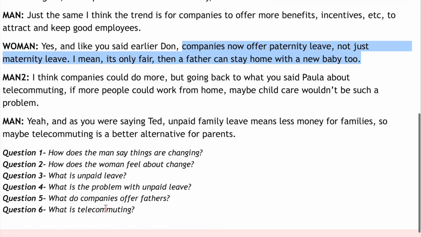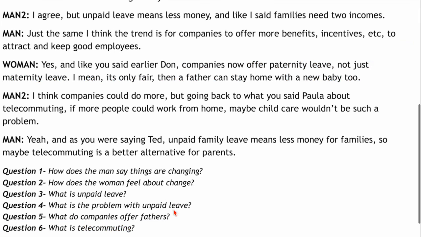And what about 6? What is telecommuting? I think companies could do more, but going back to what you said, Paula, about telecommuting. If more people could work from home, maybe childcare wouldn't be such a problem. So work from home.